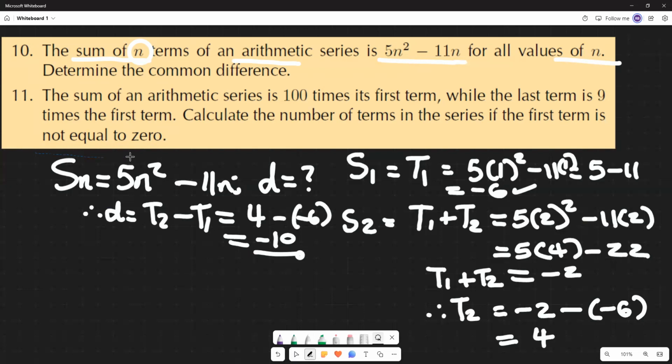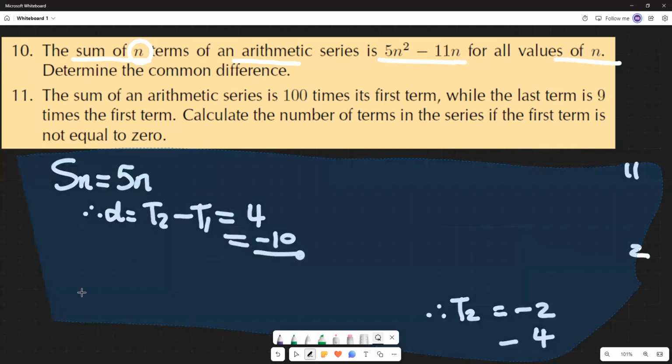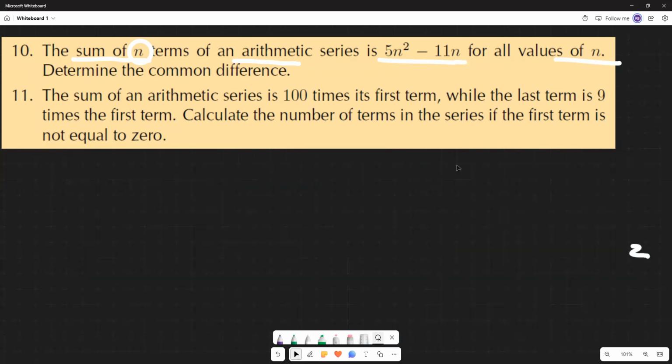Now let us quickly go to 11 and see what we can do with 11. Okay, awesome. Let's see here. Awesome. So you can just do that.